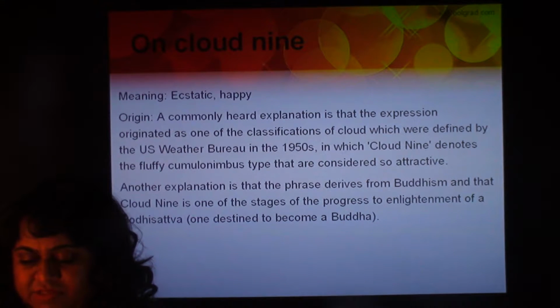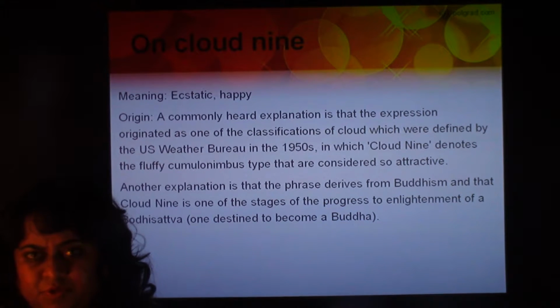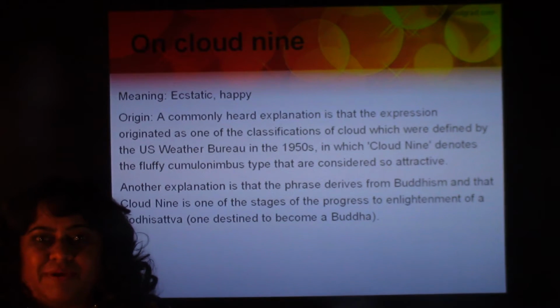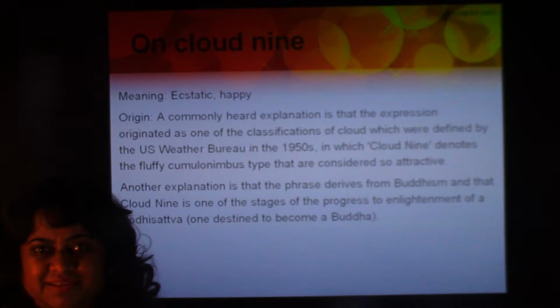Another explanation is that the phrase derives from Buddhism, and that cloud nine is one of the stages of the progress to enlightenment of the bodhisattva, or one destined to become a Buddha. So people are not really sure of the origin, but then a cloud nine is like a place of happiness, a state of happiness. That's what it means.